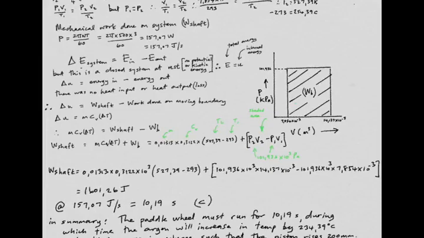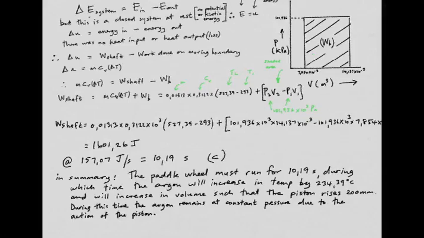But now the rate of energy input from that shaft was 157.07 joules every second. Remember, that was the watts. So it would take 10.19 seconds for this whole event to occur. So there's a little summary.